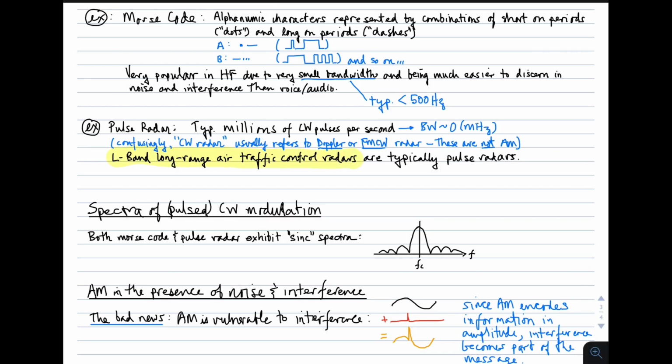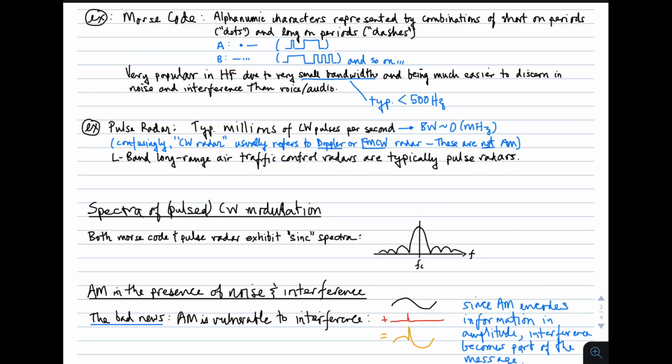So there's a network of these radars in the United States and in fact in every country that determine the locations of aircraft so as to facilitate air traffic control. And these are typically pulse radars. In other words, they're sending these CW pulses.